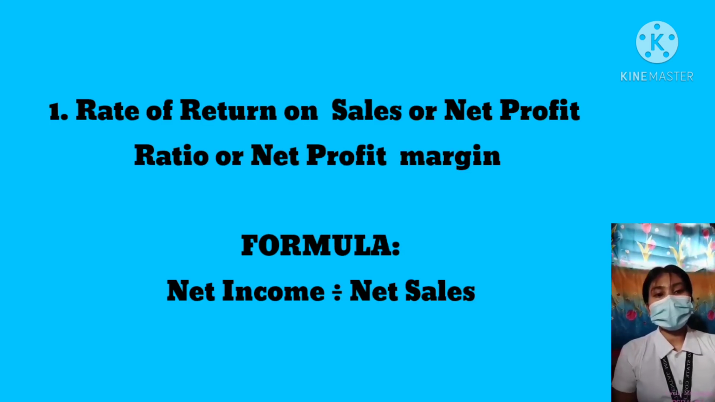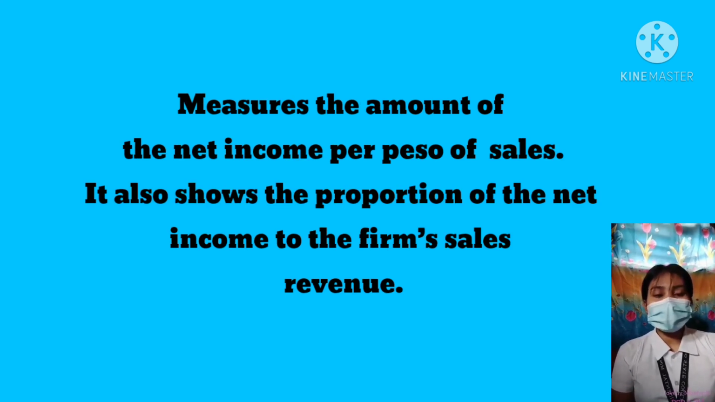Number 1, ratio: rate of return on sales, or net profit ratio, or net profit margin. The formula is net income divided by net sales. Its significance is that it measures the amount of net income per peso of sales. It also shows the proportion of the net income to the firm's sales revenue.